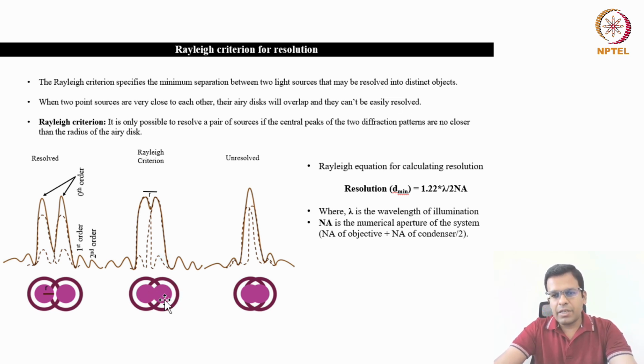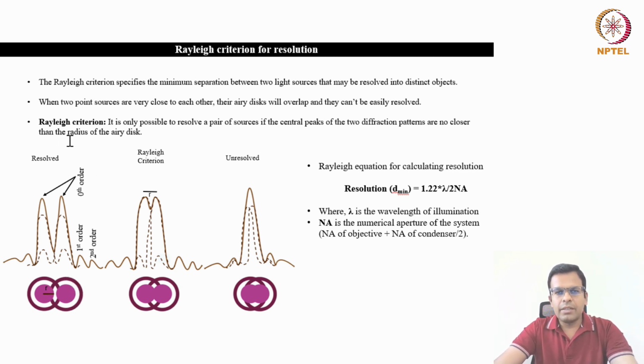This is the diffraction pattern of a point source of light. Let's say these are two point sources of light placed very close to each other, and this is the diffraction pattern. This is the zeroth order light and this is the first order light. This is known as the airy disk. The center is known as the airy disk and the ring is known as the airy ring.